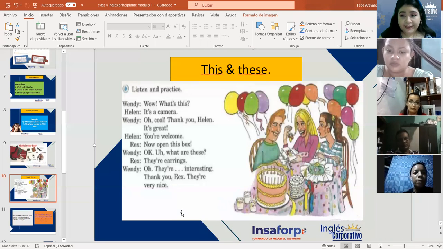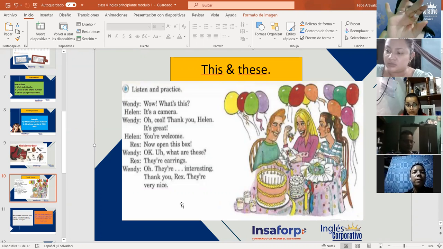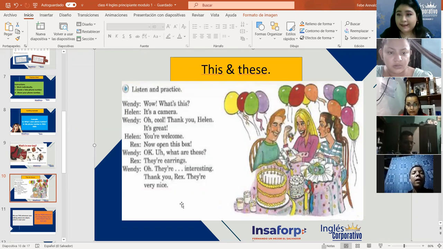Their earrings, right? These are the earrings. Let me see if I can show you one. These are the earrings, right? Earrings. Interesting. Don't say interesting, no. Interesting. Look at my mouth. Interesting, right? Let's go with Carlos Guevara.